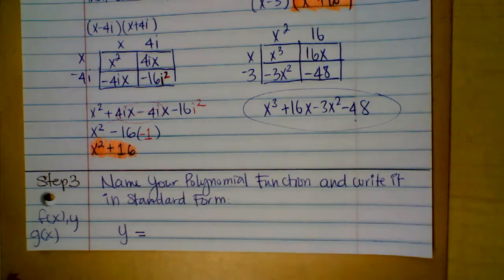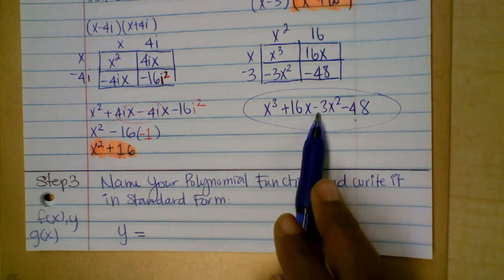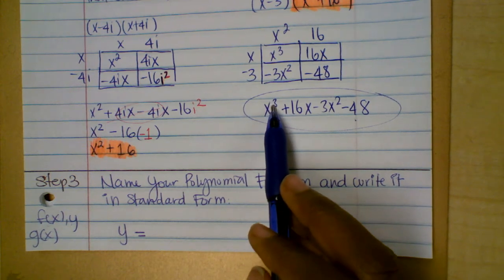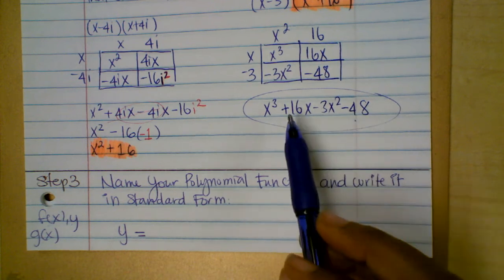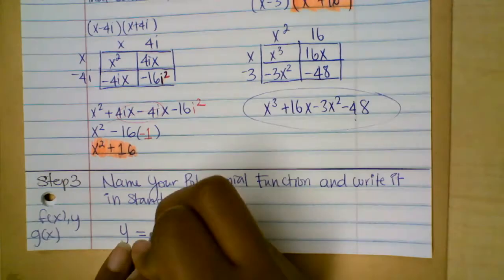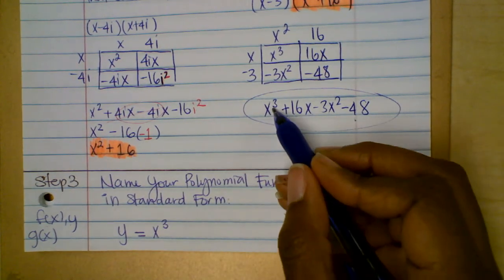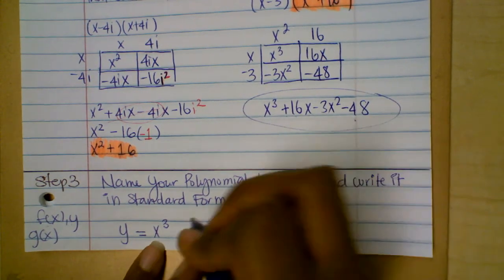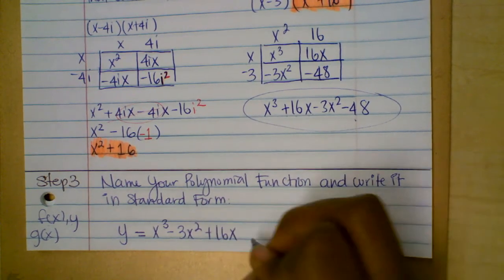So y equals, and I'm going to make sure I write my polynomial in standard form. Standard form means you always go from the variable with the highest exponent to the lowest, so the exponents go in descending order. First I'm going to start with x cubed. Then it's not 16x; you have to go 3, 2, 1, and then 0, not 3, 1, 2. So x cubed minus 3x squared plus 16x minus 48.